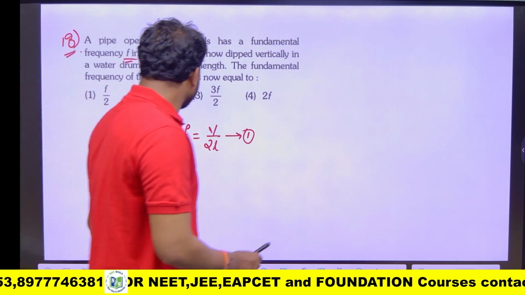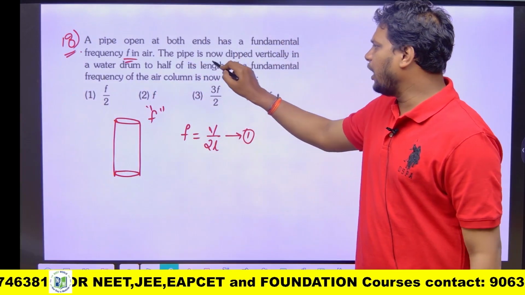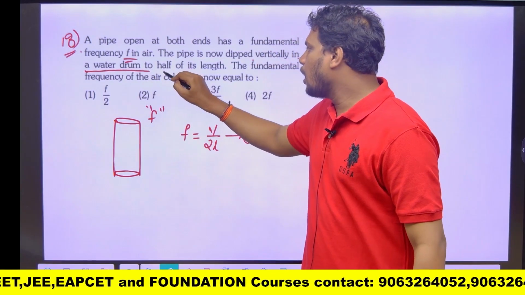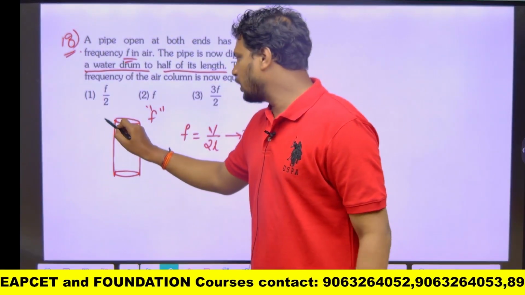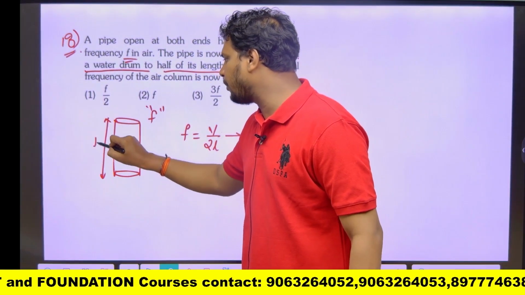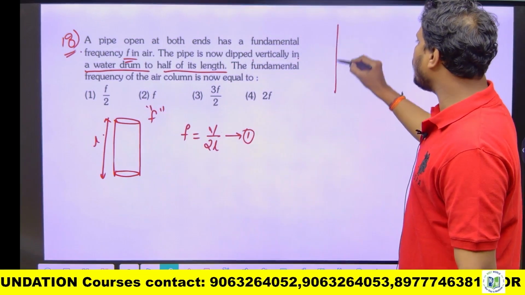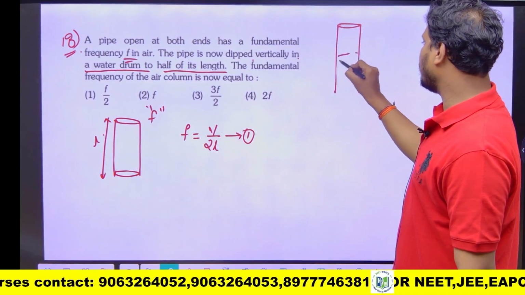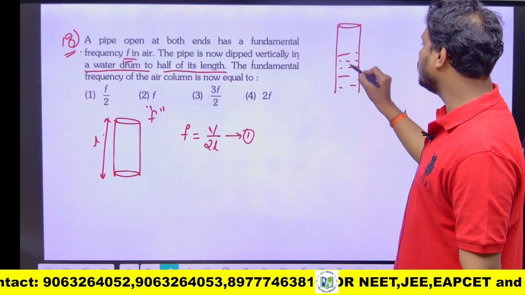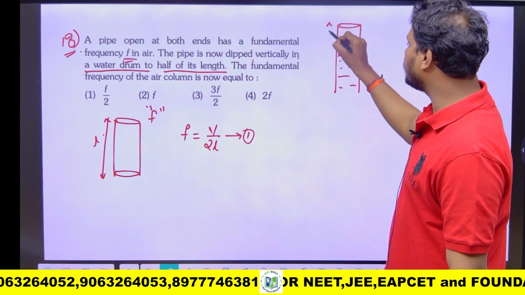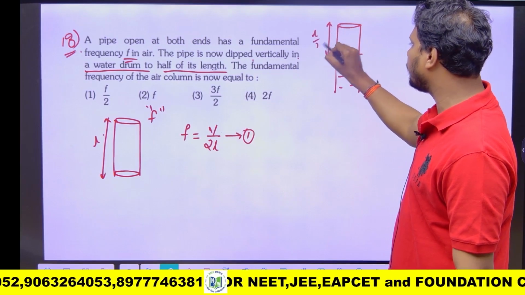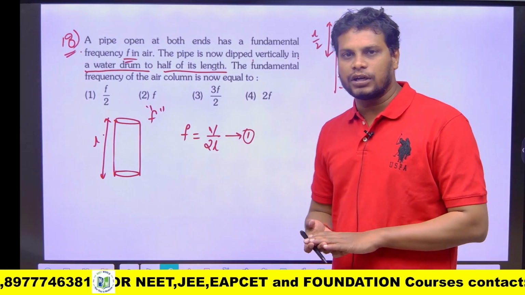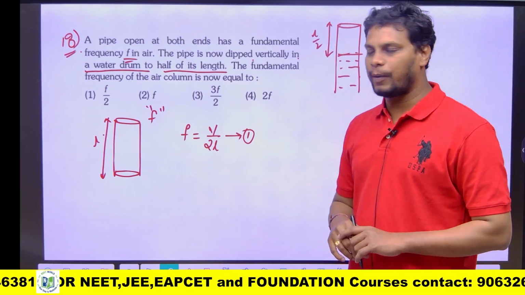Then in the question they told, the pipe is now dipped vertically in a water drum half of its length. If I take total length of the pipe as L, half of this length is immersed in water. Then what is the length of this air column means L by 2. Now, if this pipe is dipped in water, it looks like a closed pipe.